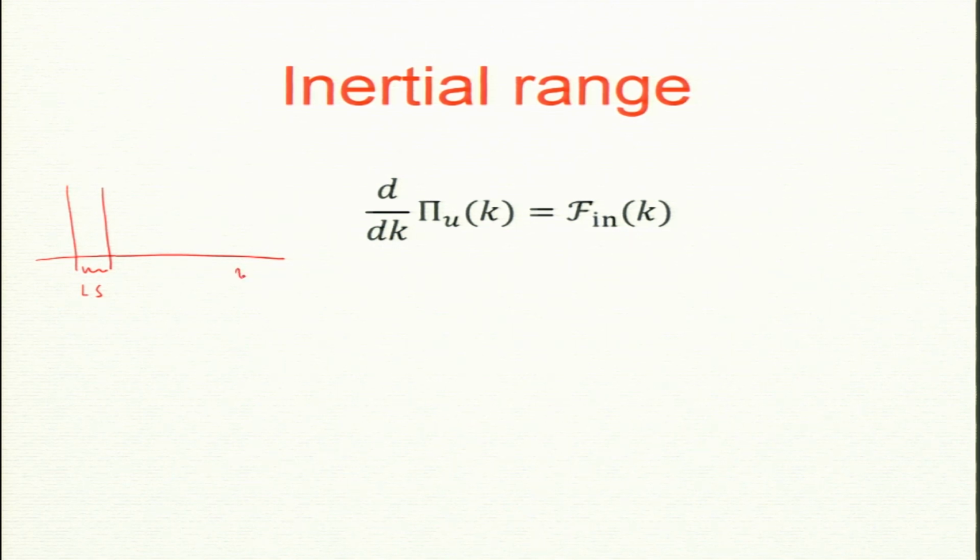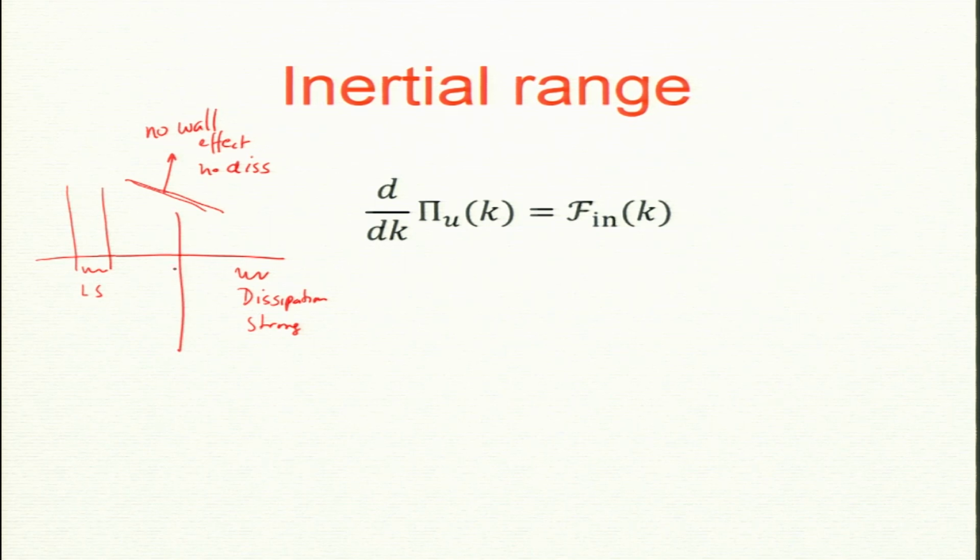There is a region where dissipation is strong. In between is the inertial range, where dissipation is ignorable and the wall effect is also ignorable. So, no wall effect, no dissipation, and this is called the inertial range.